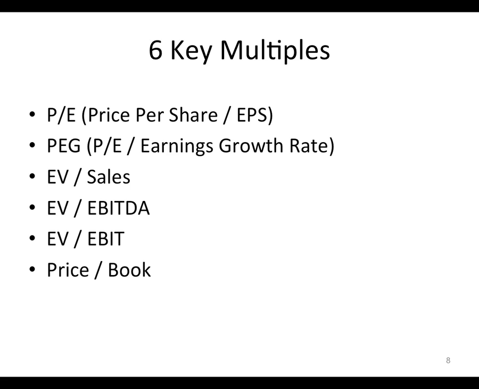The next three ratios are the enterprise value ratios. The enterprise value ratios are less susceptible to distortion than the PE ratio. The first one is enterprise value to sales. How much am I willing to pay for a dollar of sales? What you're going to find out today is that it is a proxy for a company's margin. Higher margin, higher enterprise value to sales. Lower margin, lower enterprise value to sales.